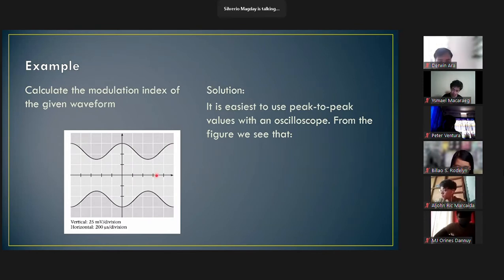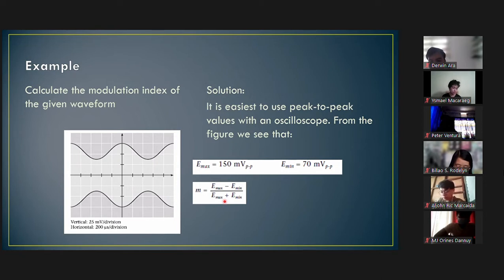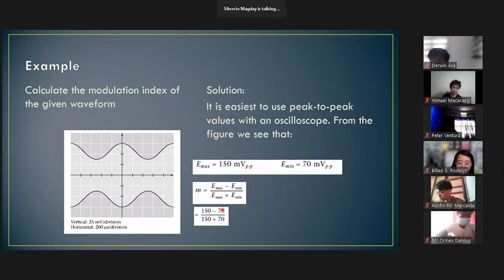Yung Emin naman, ano? 75 millivolts. 75 millivolts. That is also peak to peak. Disregard ito, should be 75. So your modulation index, so Emax 150 minus 75 over 225. So ilan? That's supposed to be 75. So as a result, it's 33.33.